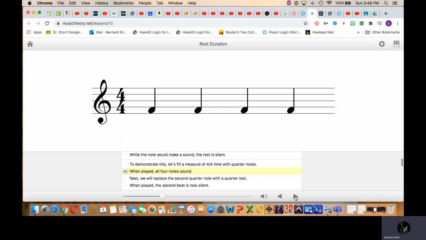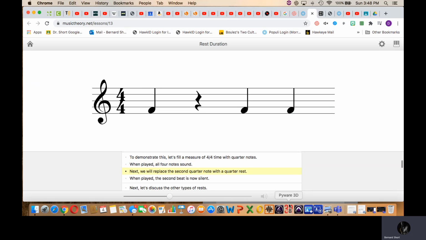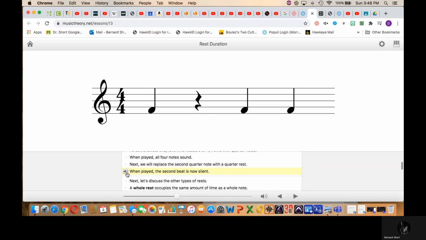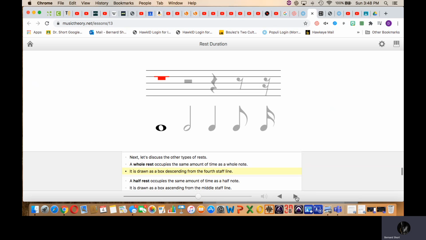So if I was to add a rest in here, right? Let's play it. Now these are telling me to make sounds for 1 beat 4 times. Now watch what happens if I replace that with a rest. Do it again. 1, 2, 3, 4. Okay? It's just telling you to be quiet for whatever that duration is. It's no different.